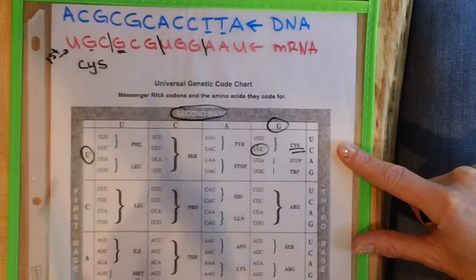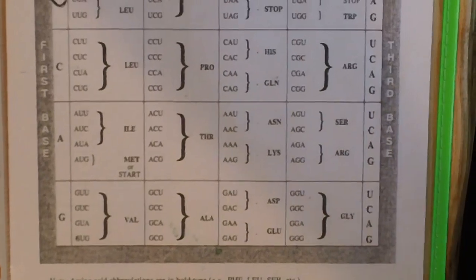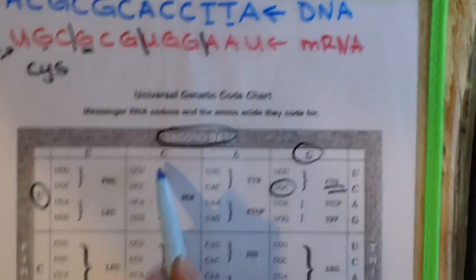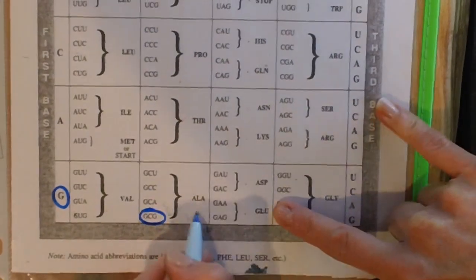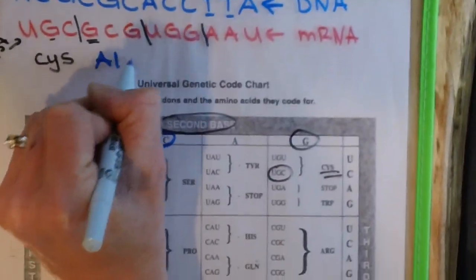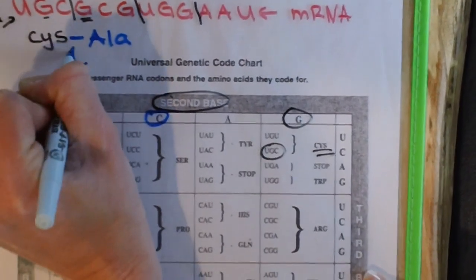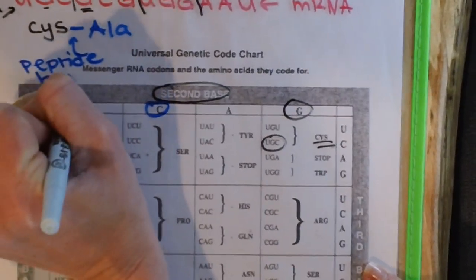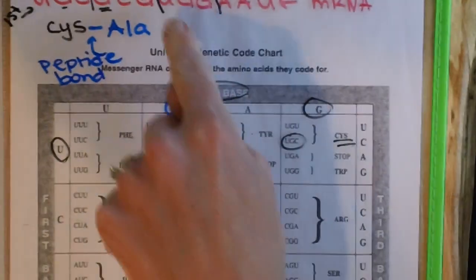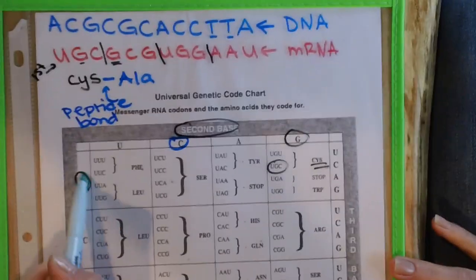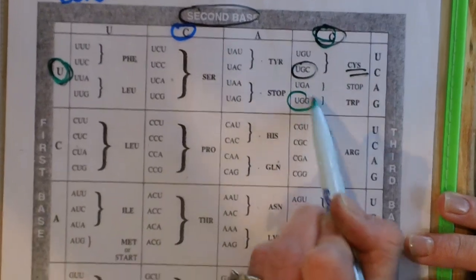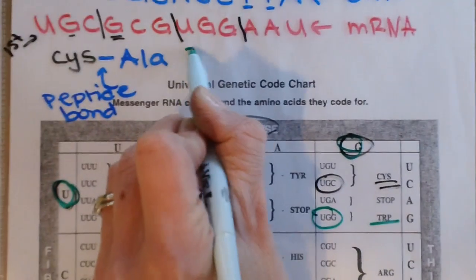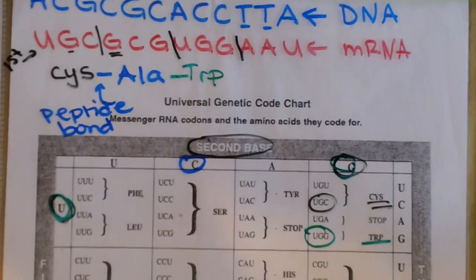Doing it again, I have G, I find my G. Now I have my C, I found my C, see where they meet, GCG. GCG codes for ALA. I draw my line, which represents my peptide bond in between those two amino acids. All right, UGG. U, G, UGG, TRP. TRP, my trusty peptide bond.